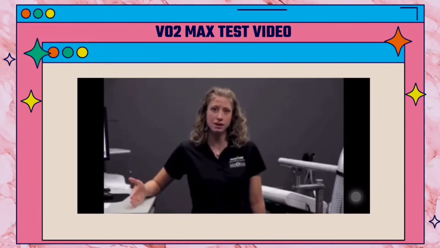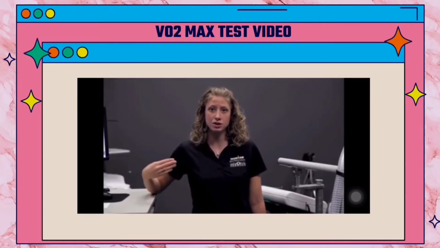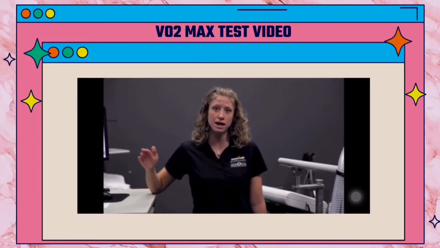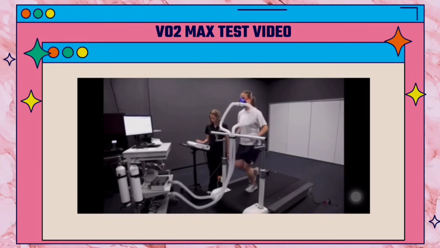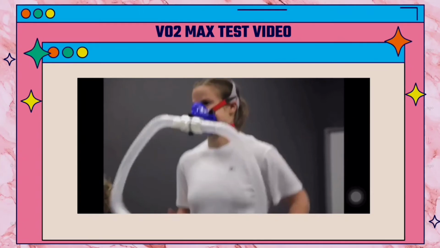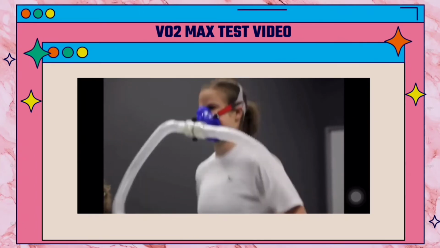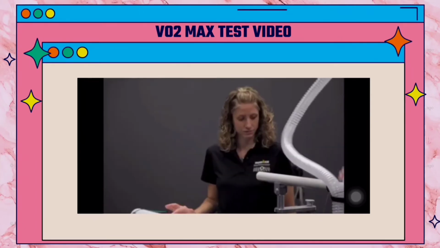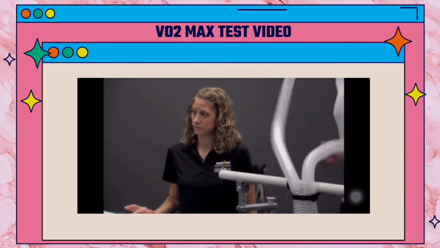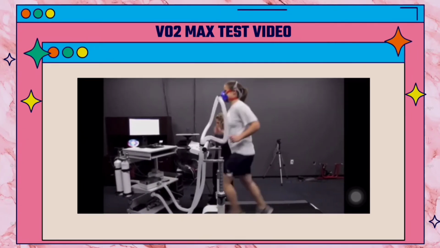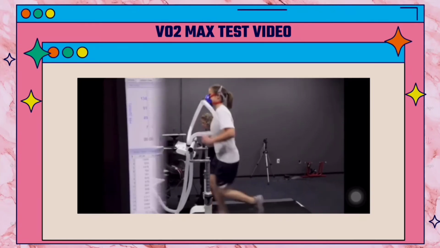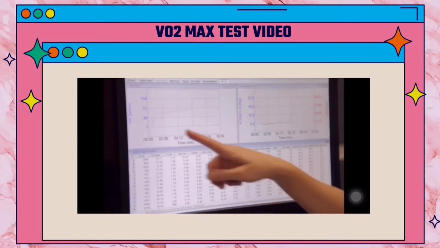The protocol of this test is we choose a speed where you are comfortable but not too comfortable, and every minute we are going to increase the incline on the treadmill. Our goal is to max you out in about 10 minutes so that you are not running at too high of an incline, and your oxygen consumption gets to that full max along with your heart rate max.